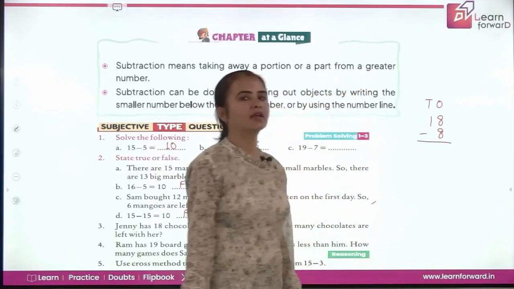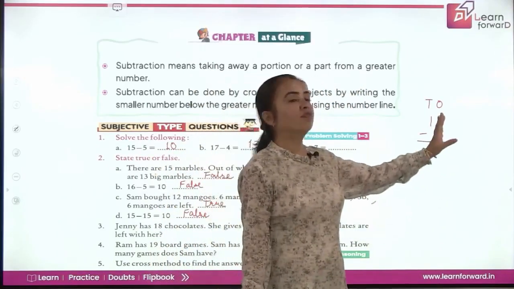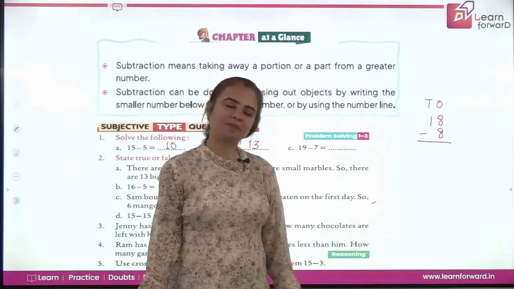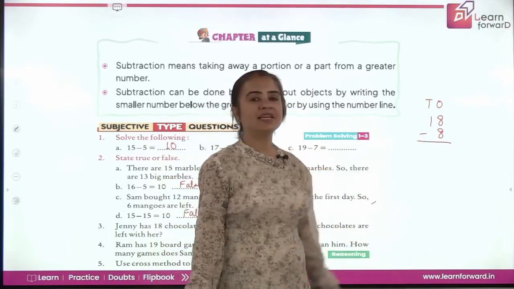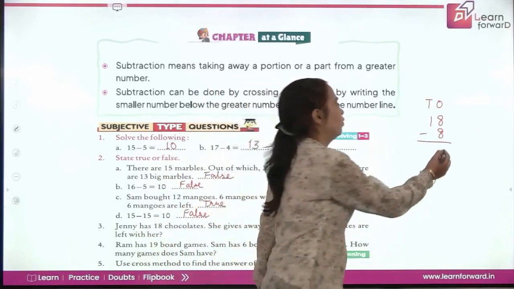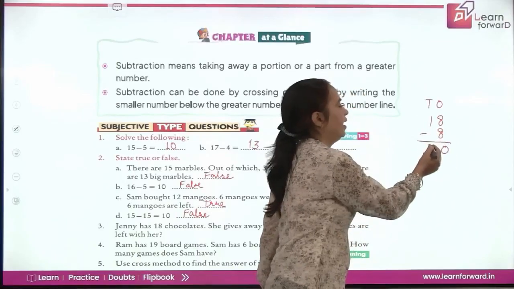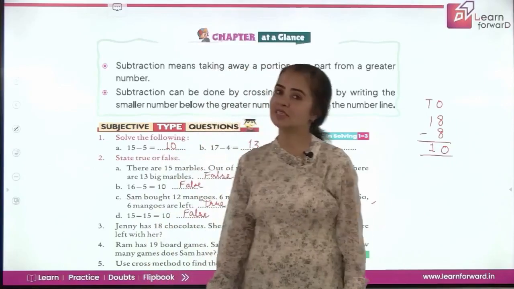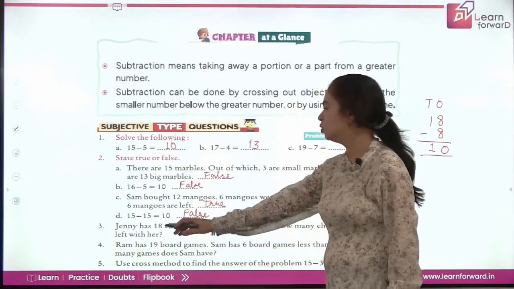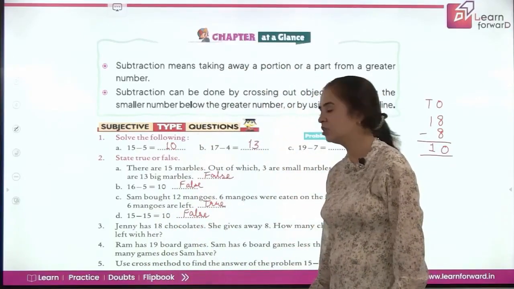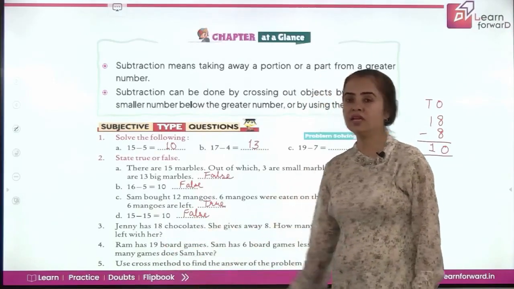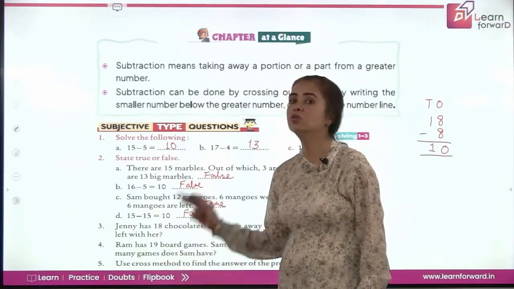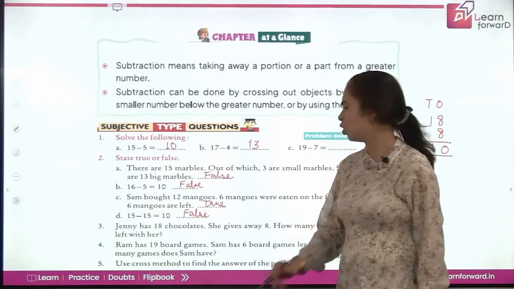Now subtract. So you'll be starting from ones place or tens place? Ones place. 8 minus 8 is how much? 0. We just learned. And 1 as it is. So how many are left? Just 10. Good children. So Jenny is left with just 10 chocolates now. Let's read the next question and I want you to give the answer and then do it yourselves.